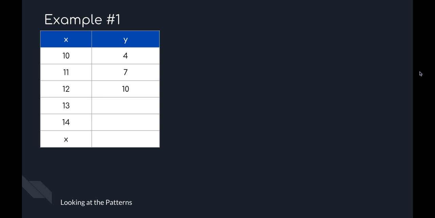One of the first things I would ask students to do is to complete the table for the domain values 13 and 14. Students may readily see that we're increasing by 3 each time. If they can do that, we have enough to go on and develop the patterns that they need.